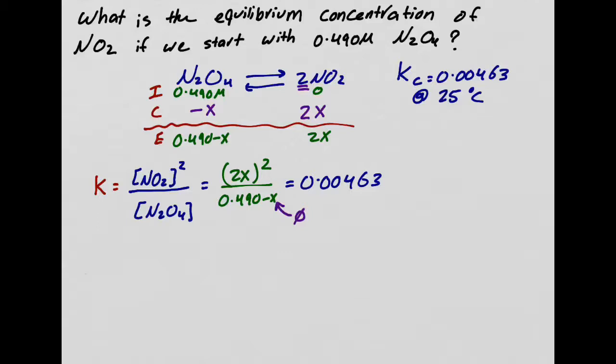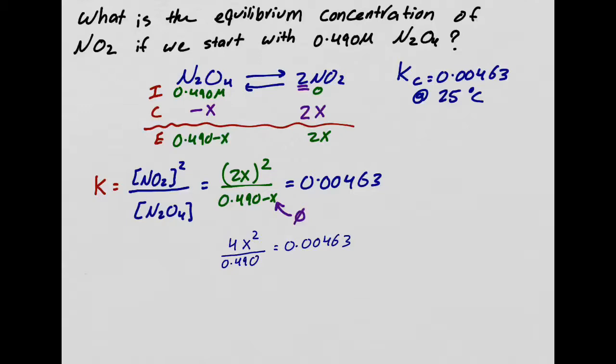If we assume that is 0, then let's do this one together. We would have 4x to the power of 2 over 0.490 equal 0.00463. Remember, I have 2 to the power of 2 and x to the power of 2. This has to be multiplied out. Okay? Now, this is not bad. This is not bad at all. I can easily do this one, right?